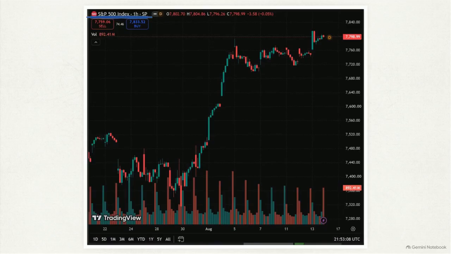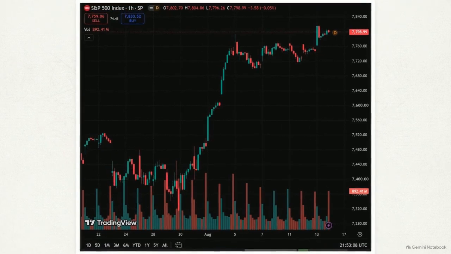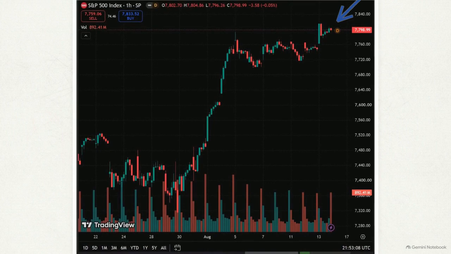This S&P 500 one-hour chart details the structural recovery from early August. After a sharp intraday sell-off on the 13th, the final hour shows a violent bullish engulfing recovery. That massive green volume spike at the bottom right indicates institutional-level accumulation defending the lows.